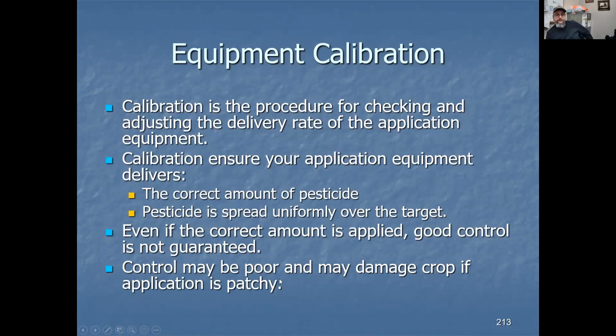Equipment calibration. Calibration is a procedure for checking and adjusting the delivery rate of the application equipment. Calibration ensures your application equipment delivers the correct amount of pesticide, and that pesticide is spread uniformly over the target. Even if the correct amount is applied, good control is not always guaranteed. Control may be poor and may damage crop if application is patchy.